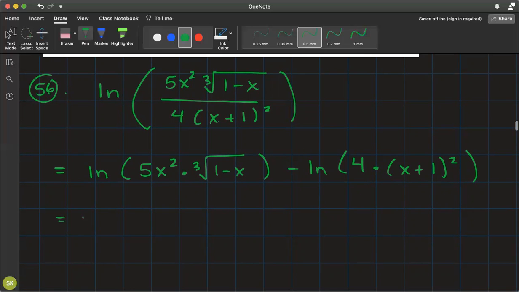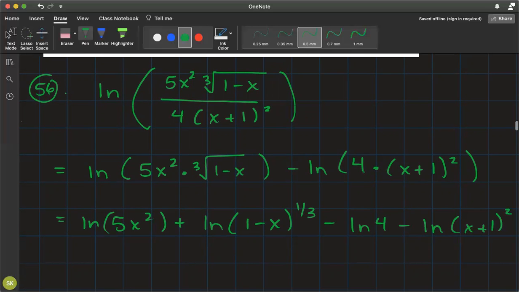So this is equal to ln of 5x squared. You can put parentheses around this if you want. Plus ln, I'm going to make this 1 minus x to the 1/3. Subtract ln of 4, subtract ln of x plus 1 squared. Now remember this was a plus, but because of this negative, it had to be distributed.